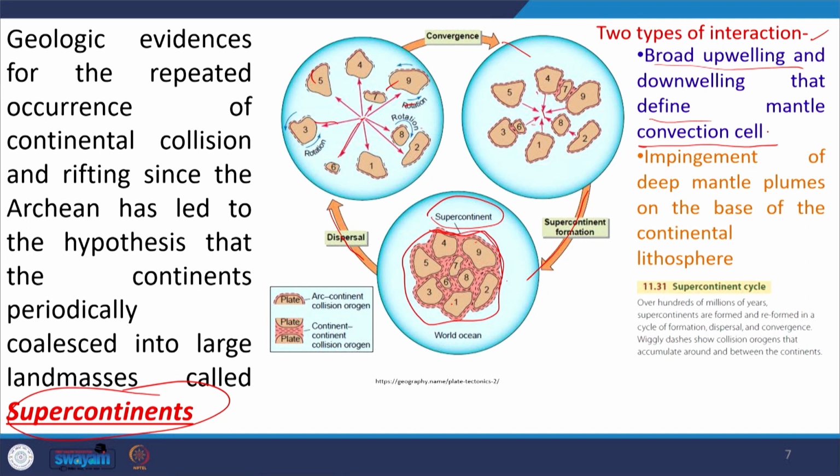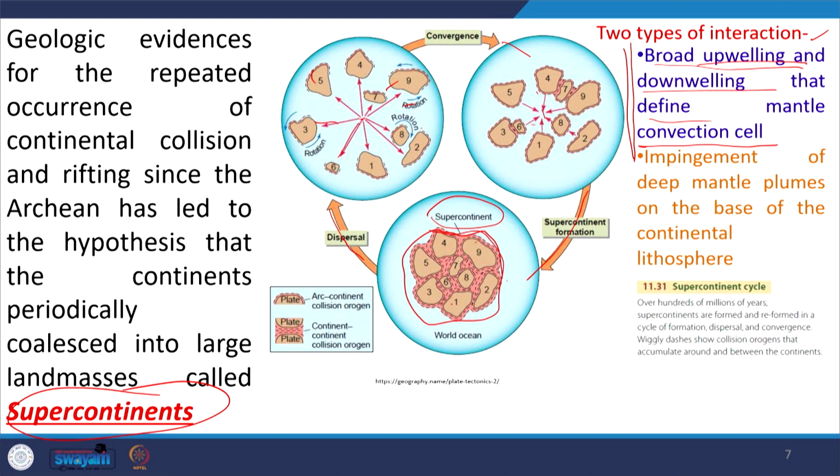So, here are two types of interaction. First is broad upwelling and downwelling, which define the mantle convection shell. Why is it happening so? Why is this supercontinent breaking up? Why are they colliding or is coalition occurring? Below that, the mechanism which is working is the upwelling and downwelling system of the mantle. Wherever there is upwelling, that means it is separating the continent. Wherever there is downwelling, that means they are taking these continents together.